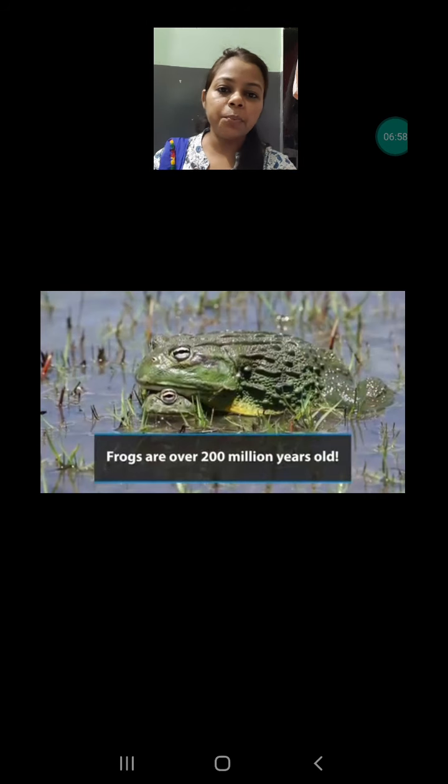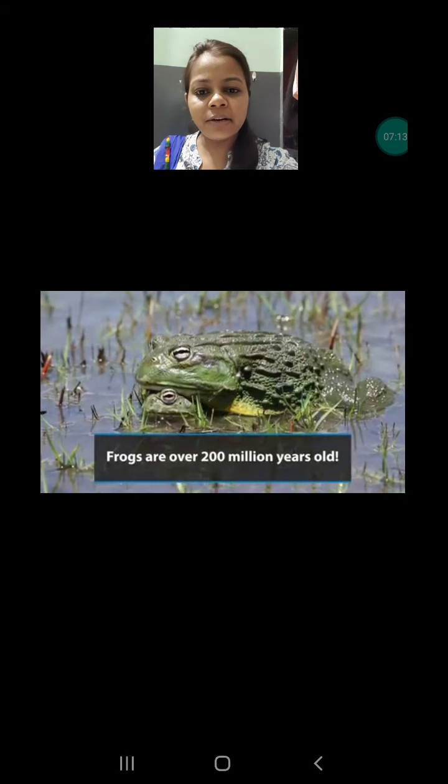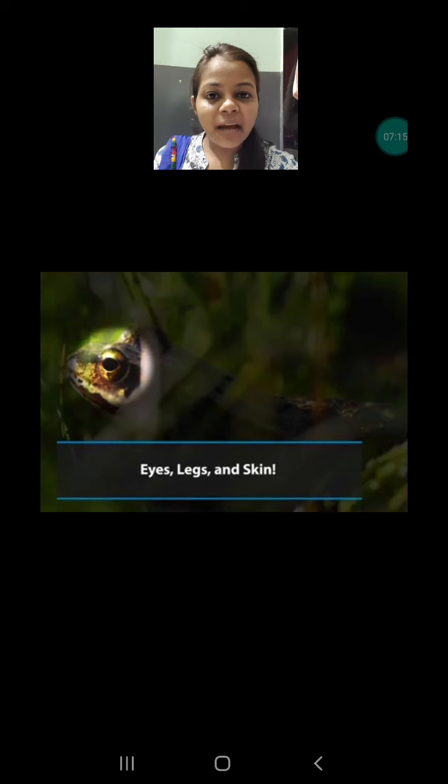They have disappeared. Why? Because according to the change of the environment, they did not adopt the changes. But nowadays we are still seeing the frog. That means from time to time they have been bringing some adaptation. That's why they are surviving. So let's see the adaptation in the eyes, legs and the skin. First of all, the breathing organ.